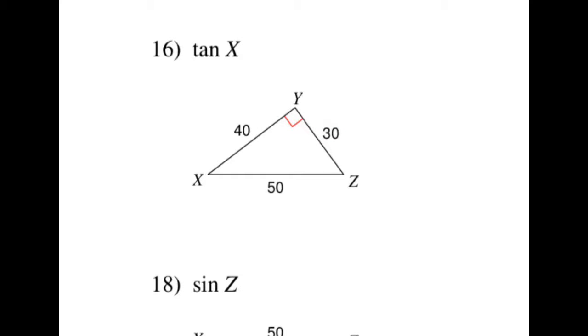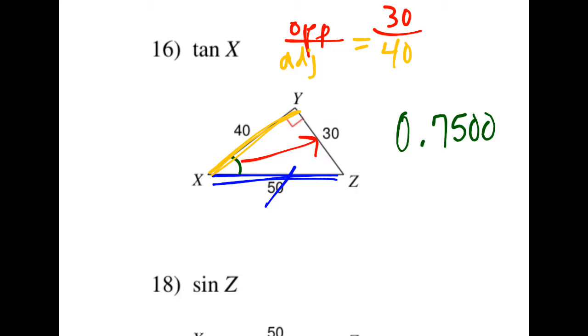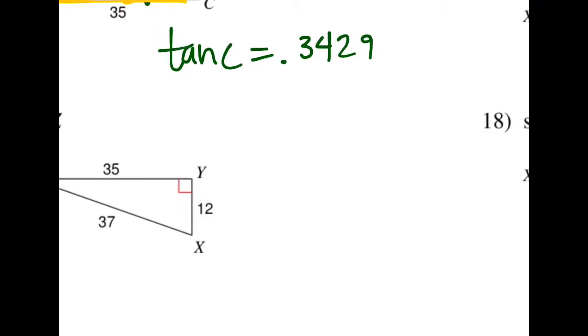Okay, tangent of X. Here's my angle. I'm going to mark the hypotenuse so that I don't use that, because for tangent I just want opposite over adjacent. The adjacent side touches the angle, so that's 40. The opposite side is across from it, which is 30. So I know this one to be 3/4 or 0.75, and add 2 zeros because we want it to be rounded to the nearest 10,000th. So the tangent of X is equal to that.